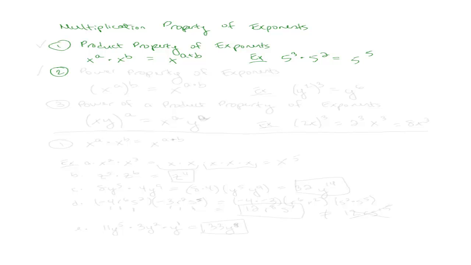The second rule is called the power property of exponents. And the power property of exponents says if I have one base to some power, and then all that to another power, my answer is going to be the original base, and I'm going to multiply both powers together.